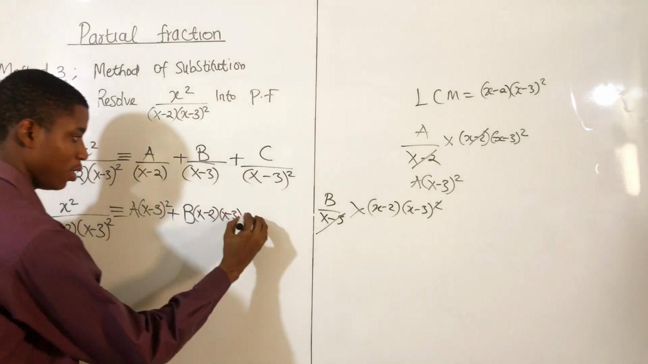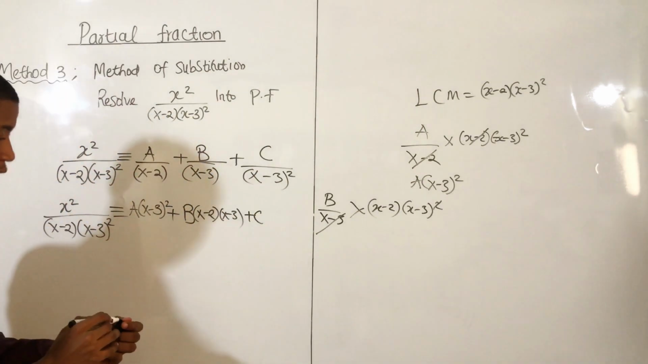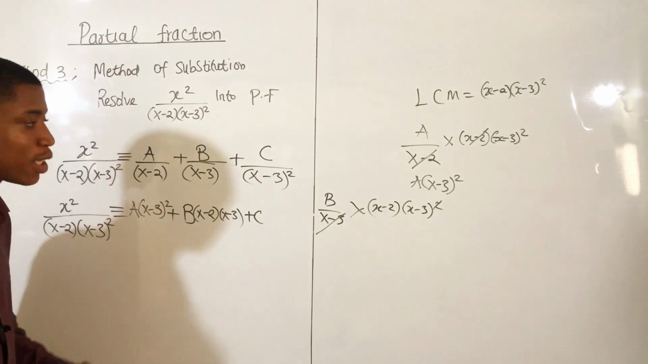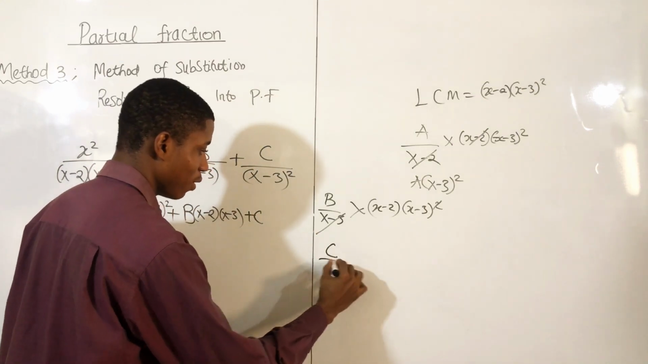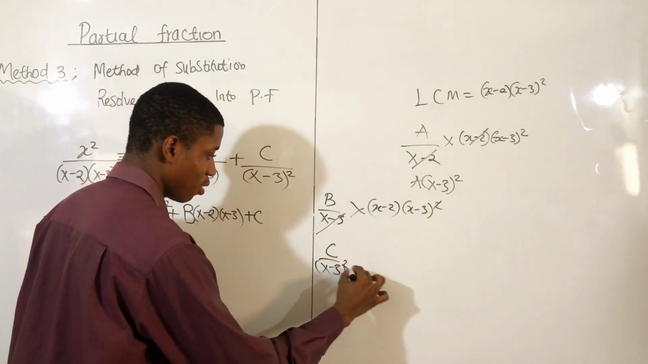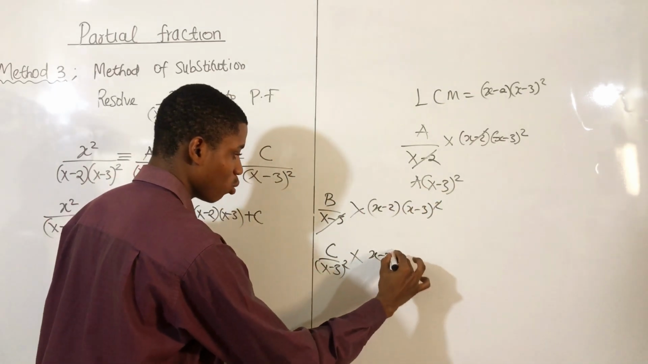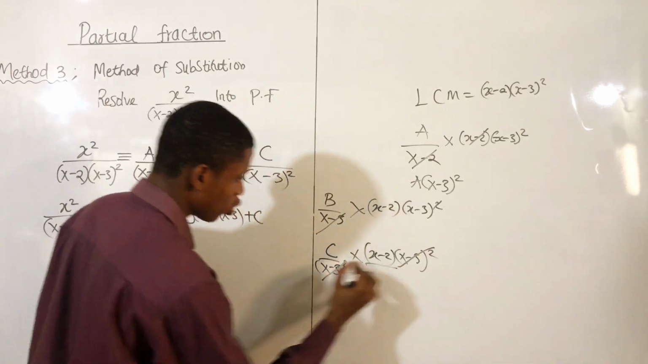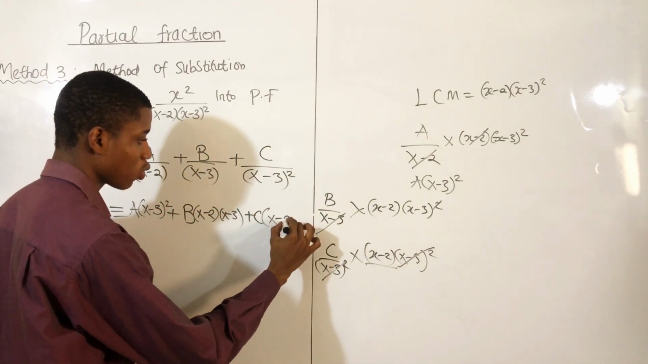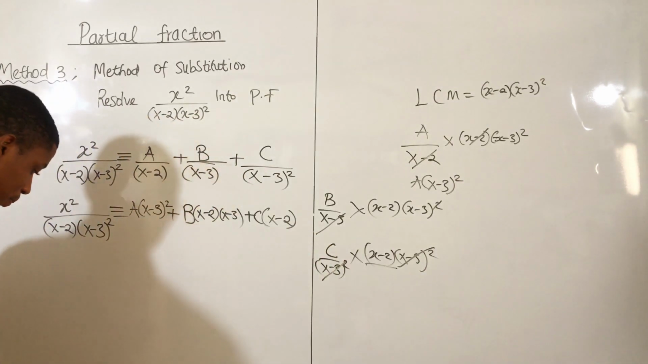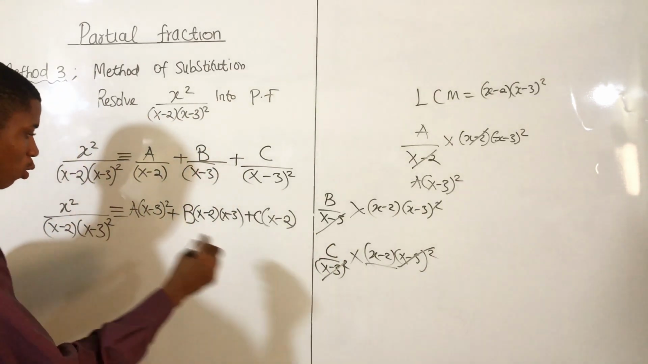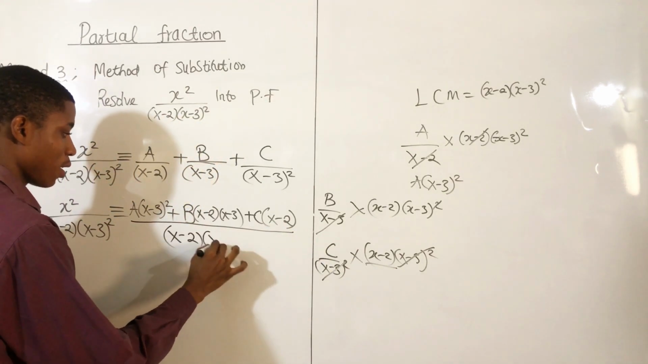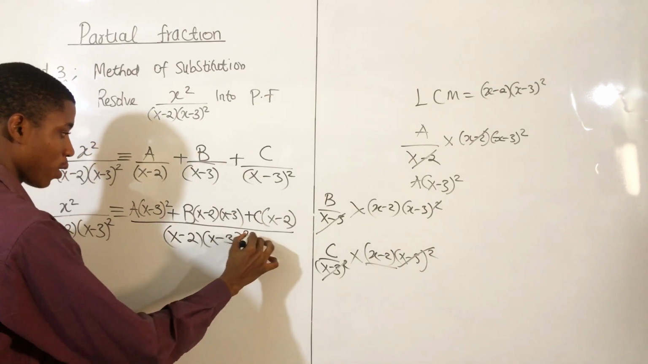Now for the third one, plus C. Of course, you're seeing that C has the majority of the LCM. If you multiply C over (x - 3) squared by the LCM, which is (x - 2)(x - 3) all squared, this will cancel this. So you're just left with only these two. So you have C(x - 2). So this is the concept. All over (x - 2)(x - 3) whole squared.